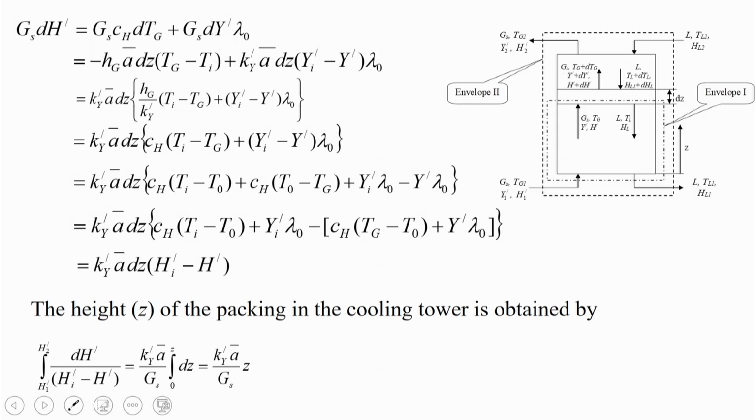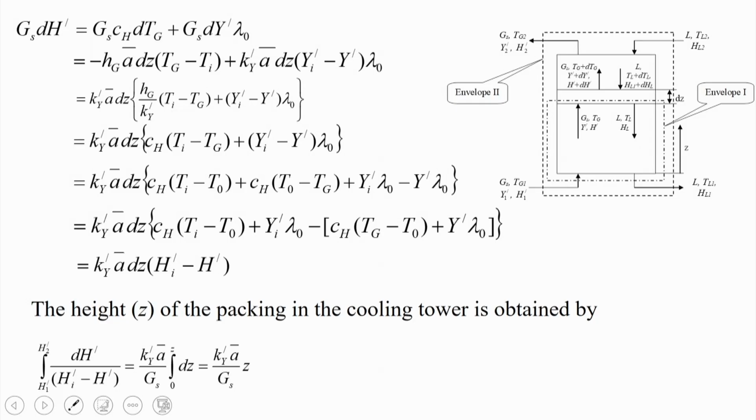Just by manipulating these two terms on the right hand side of the equation, we get G S into d H prime equal to minus H G into a bar into d z into T G minus T I, plus k y prime into a bar into d z into y I prime minus y prime into lambda 0.